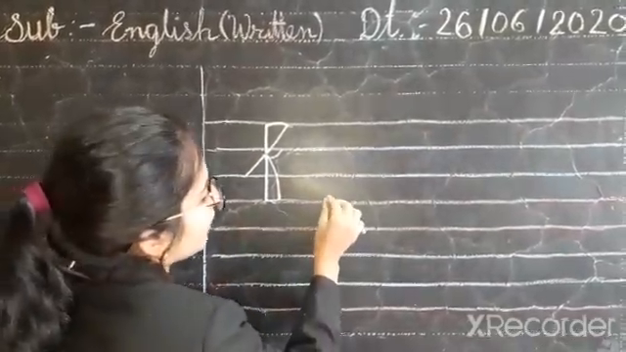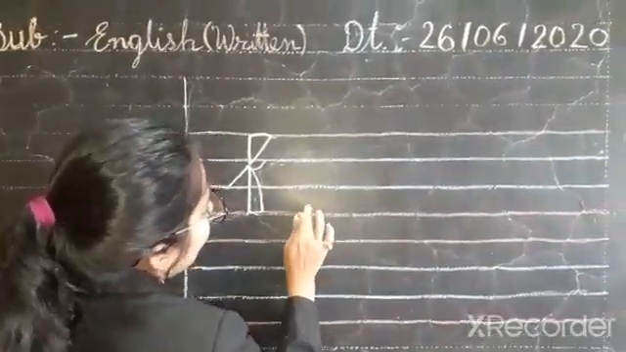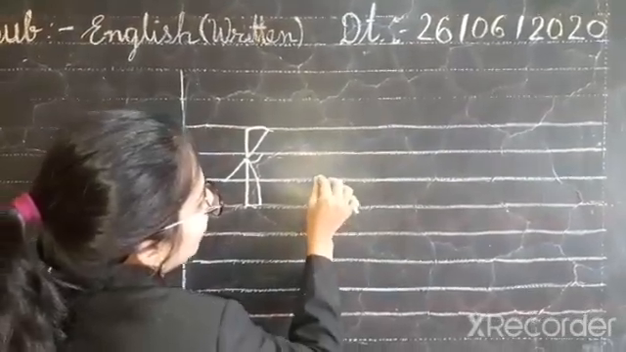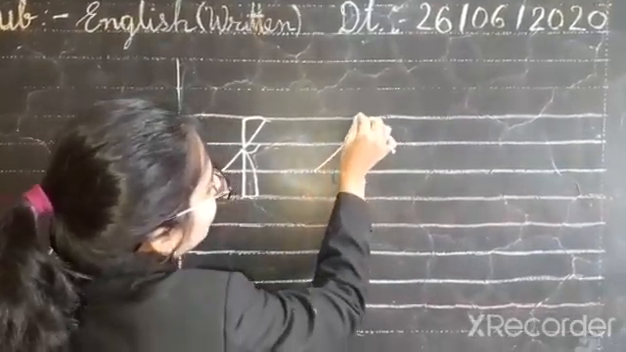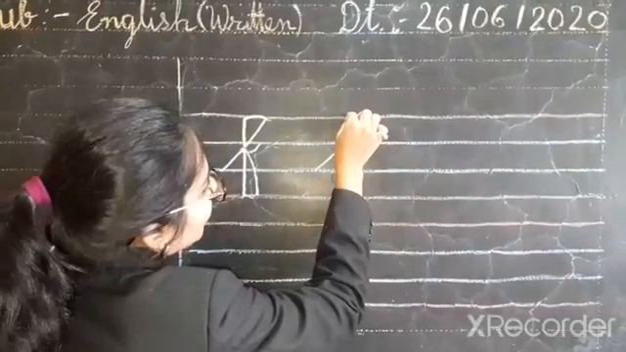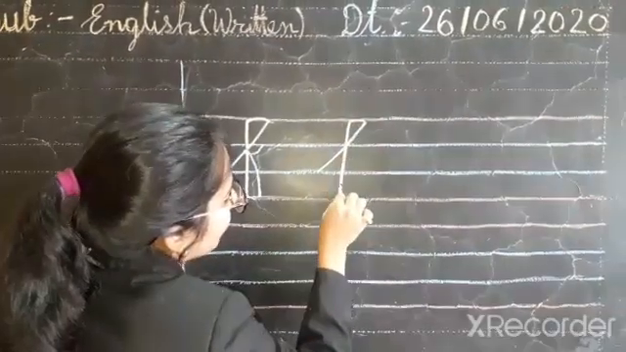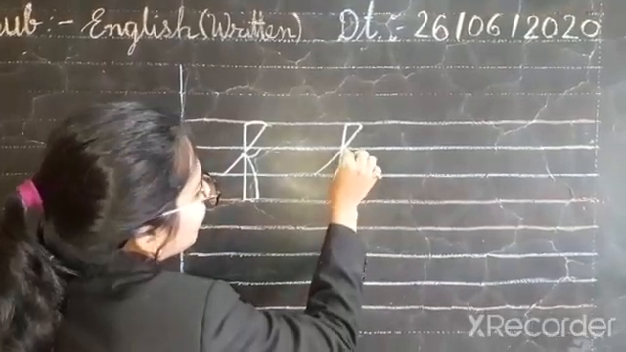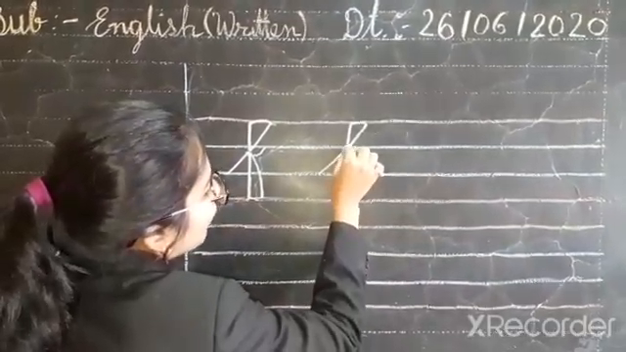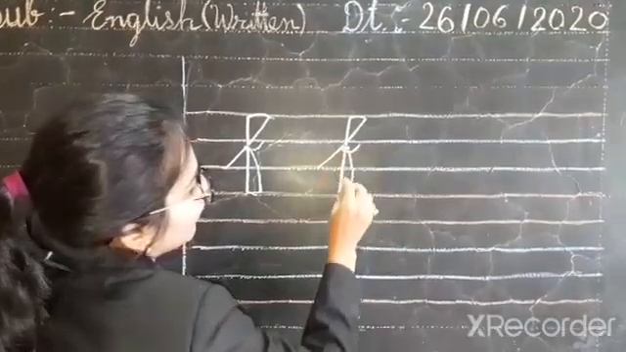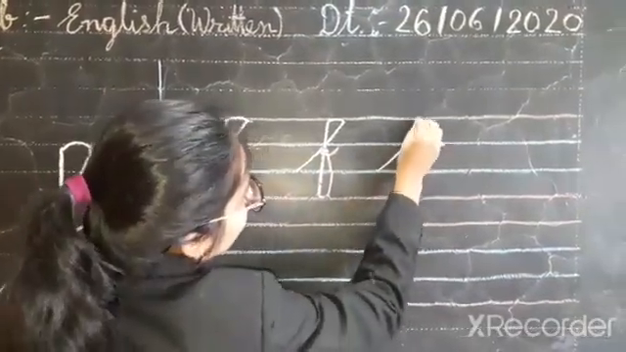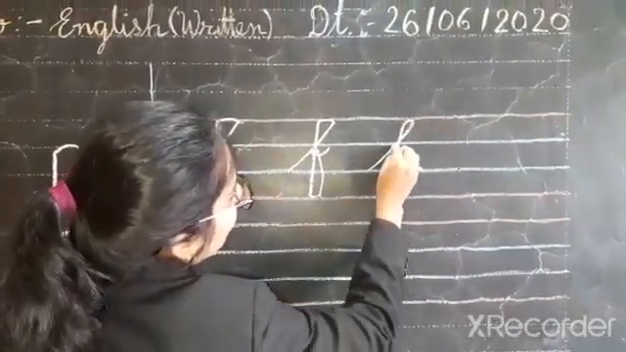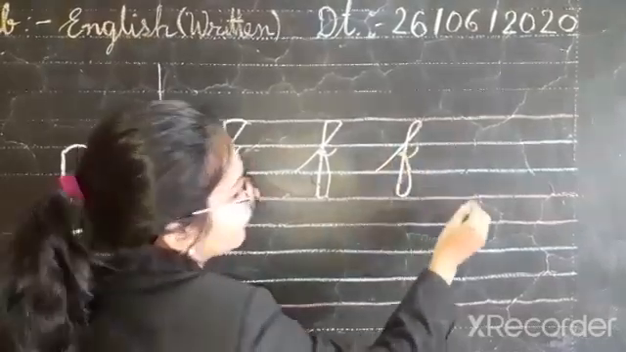Again I write here. From here we have to start, do slanting line, then do curve, then do straight line, then again do small curve, then come here, and from here we have to do small curve. See, this is our cursive F.